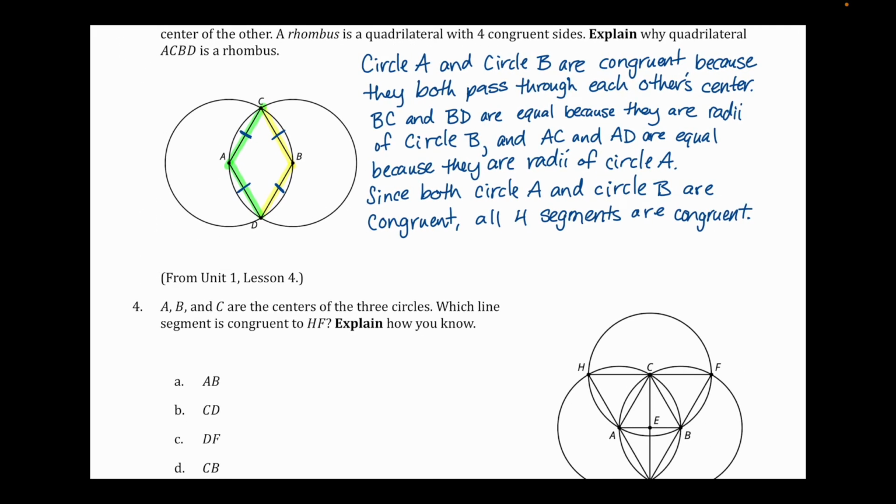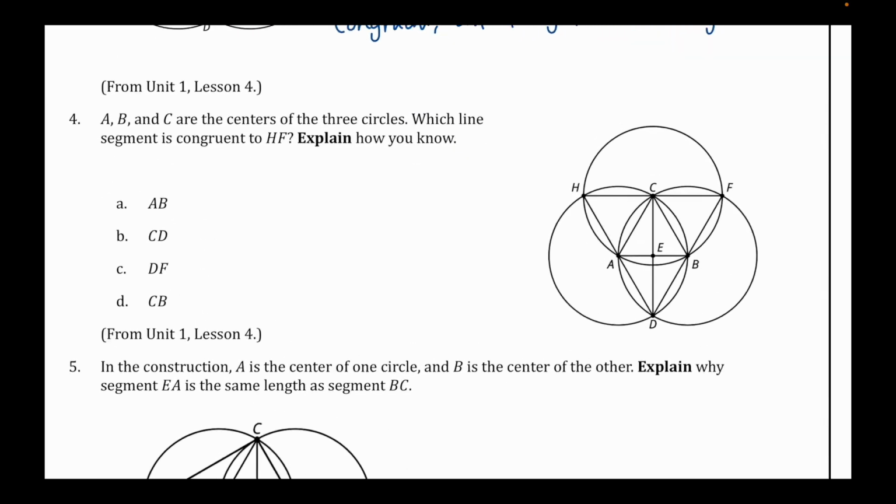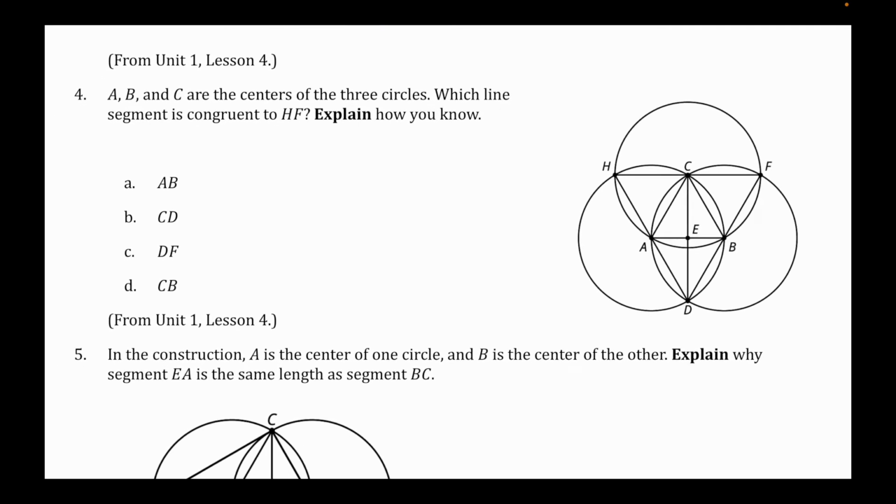Okay. Let's take a look at question 4. A, B, and C are the center of 3 circles. Which line segment is congruent to HF? And explain how you know. So I am going to first highlight HF. That is, whoops, this one right here. Now HF, if you can see, is a diameter of circle C, meaning it goes from one side of the circle, passes through the center, and goes all the way to the other side of the circle.